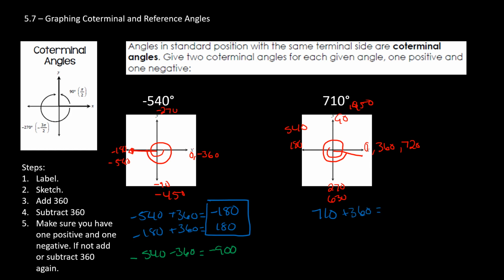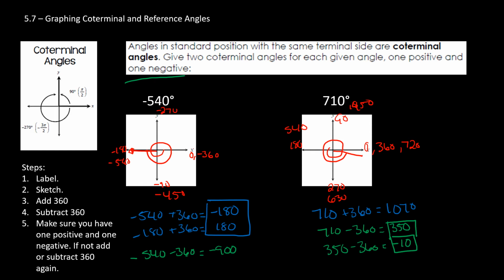That works, and you're going to get 1070. And then when we subtract, 710 minus 360 equals 350. Now we can't stop there because we got a positive 350, and if you remember correctly, we need to make sure that we also get a negative value. So we're going to take that 350 and subtract 360 from it again. Here we get a negative 10. So for sure, negative 10 is one of our answers. Now you could pick the 1070, but it's best practice to pick the 350 as it's closer to 0. So these are our coterminal angles.